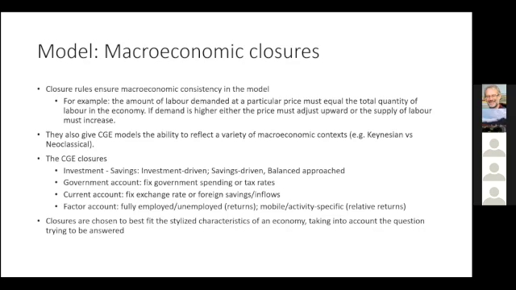So the way we choose closures when we do CG modeling is that we try and fit them as best as possible to the stylized characteristics of the economy. But we also have to take into account the question that we're trying to answer. So, for example, if we want to assess the impact of an exchange rate shock, we couldn't have the exchange rate being flexible in the model.